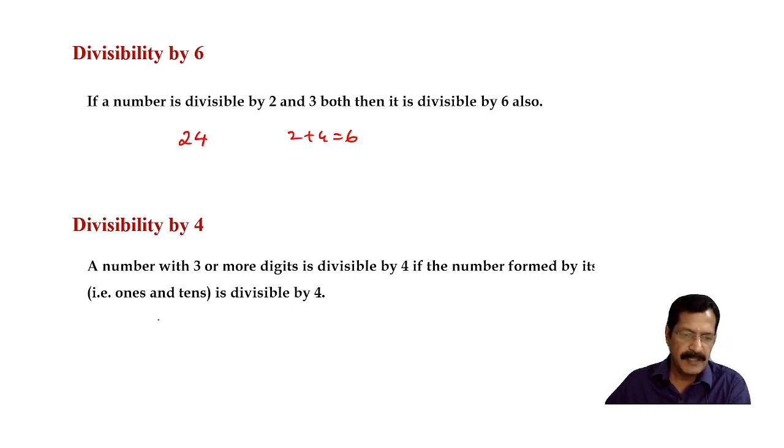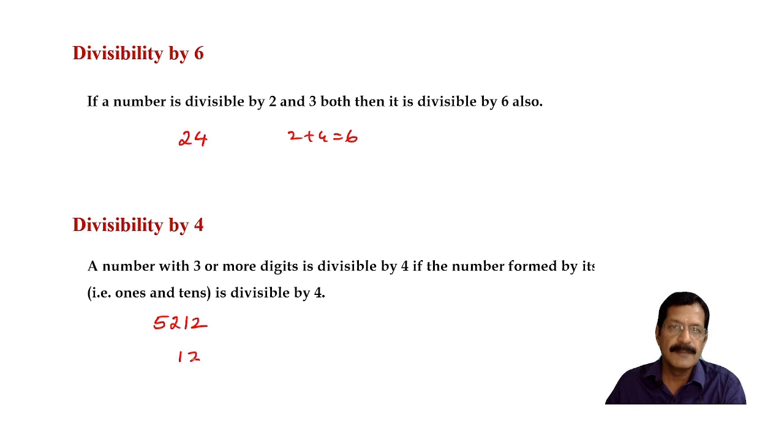For example, I am writing a number, 5212. Let it be 5212. What about the last 2 digits? It is 12. Now, check whether 12 is divisible by 4. Of course, 12 is a multiple of 4. So, the given number 5212 is divisible by 4.